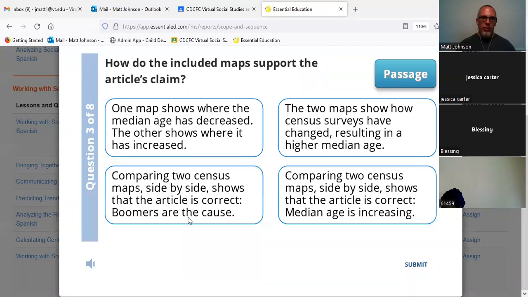Then, how do the included maps support the article's claim? Comparing the census maps shows that the article is correct: median age is increasing. If you had one map, it wouldn't do anything for you, like that 2016 map without comparing it to the 2000. So in this instance, you need two sets of data to understand that. If you represent that on a graph, it wouldn't show you county by county, but you could show the median age in 2000 and do it year by year, with every year up to 2016 showing the rate of change.